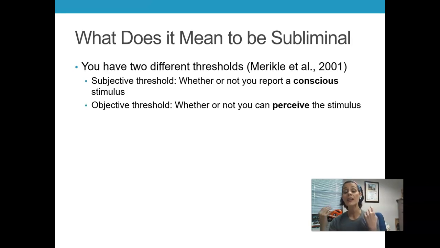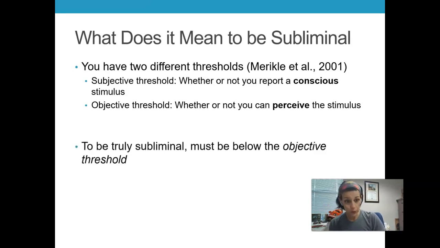We also have an objective threshold. Has this been presented quickly enough that you could not perceive it even if you wanted to? And that's more objective. It's based on how quickly something shows up, or how quickly the words eat popcorn or drink Coca-Cola appear on the screen. So one of those is based on your report. One of those is based on would you be able to even see a flash or perceive it?